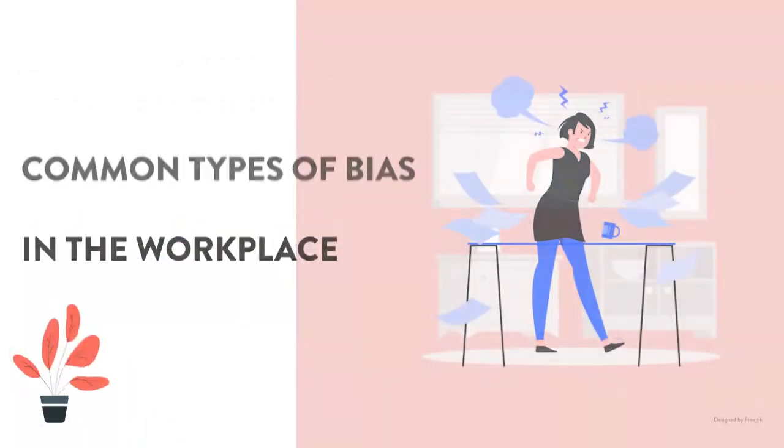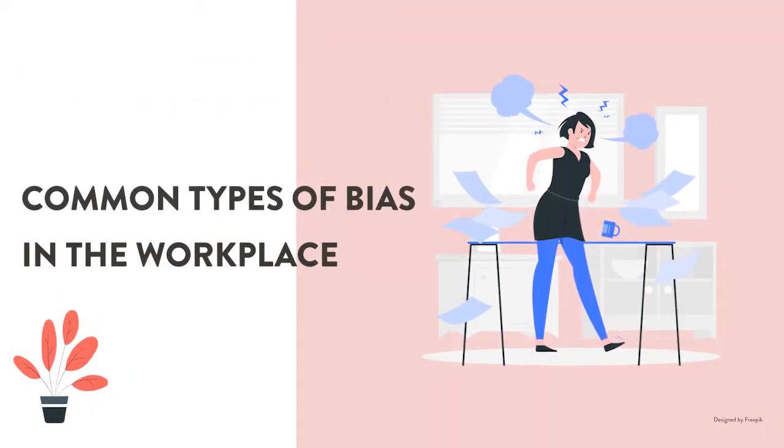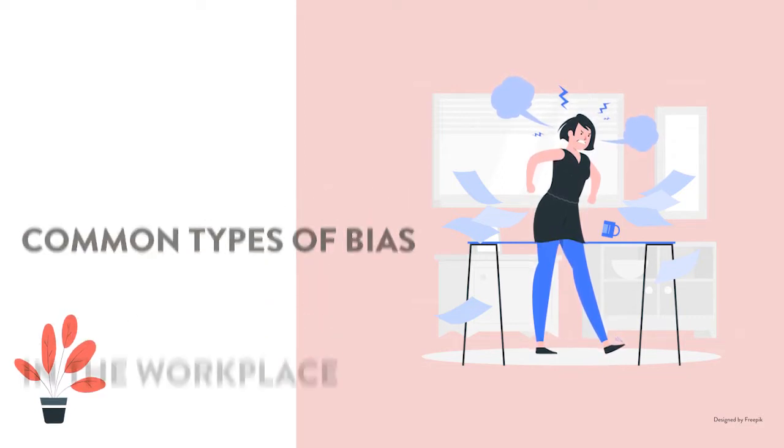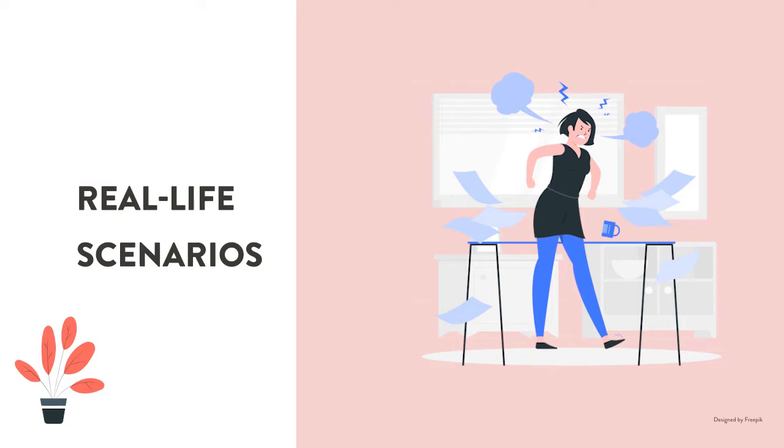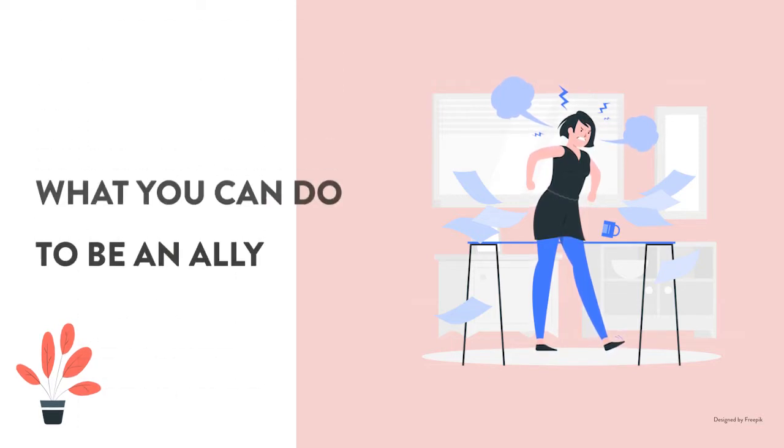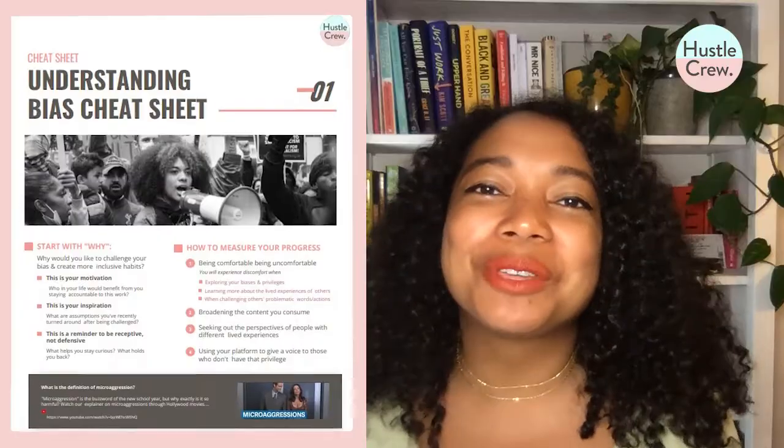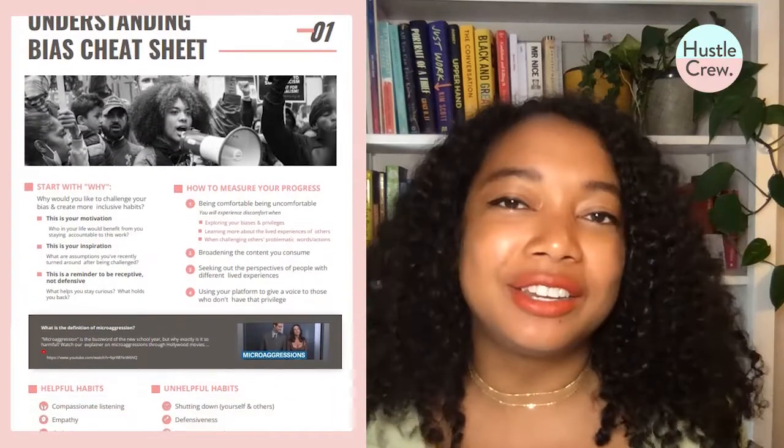We're going to talk about some of the most common types of biases in the workplace so that you can start to recognize them when they're playing out in your team. We're going to take you through some real-life scenarios that have been volunteered from our community so that they'll help you really understand how these biases play out, but also what you can do to be an ally and challenge them. Don't worry about taking too many notes because we've got a cheat sheet and a worksheet ready to go just for you. Plus, a bunch of other articles on our Members Hub so you can continue your learning journey after the workshop. With that in mind, let's jump into it.